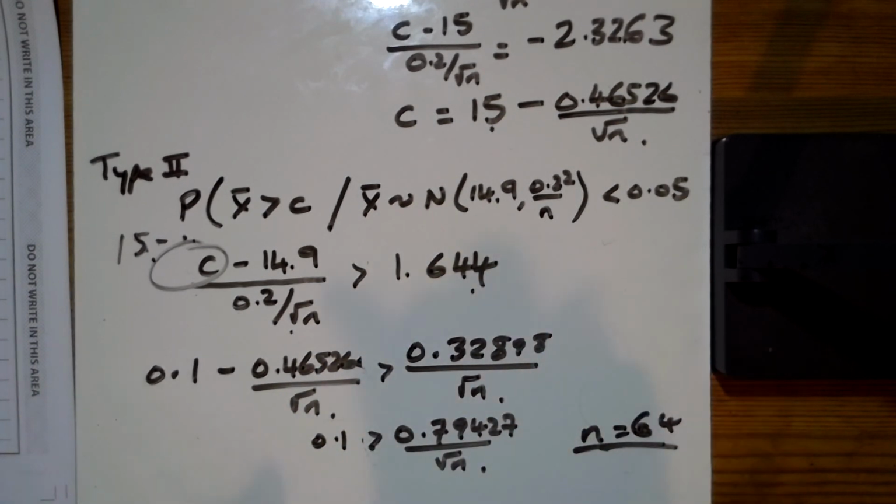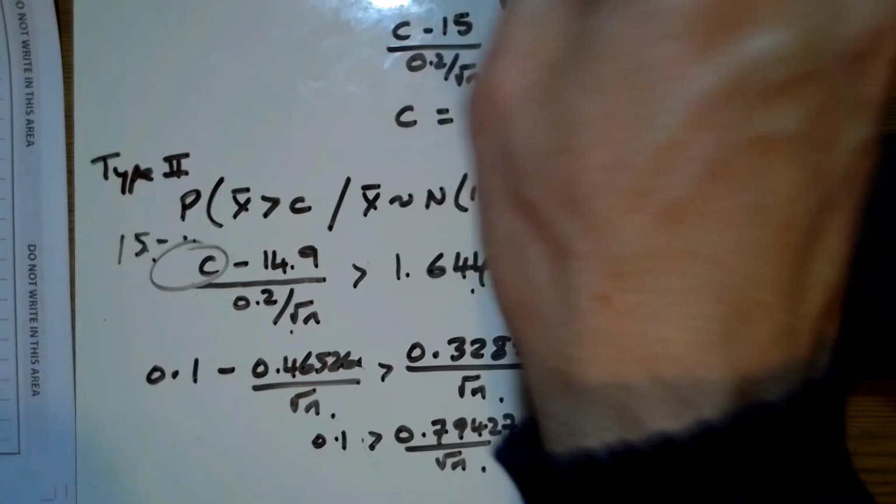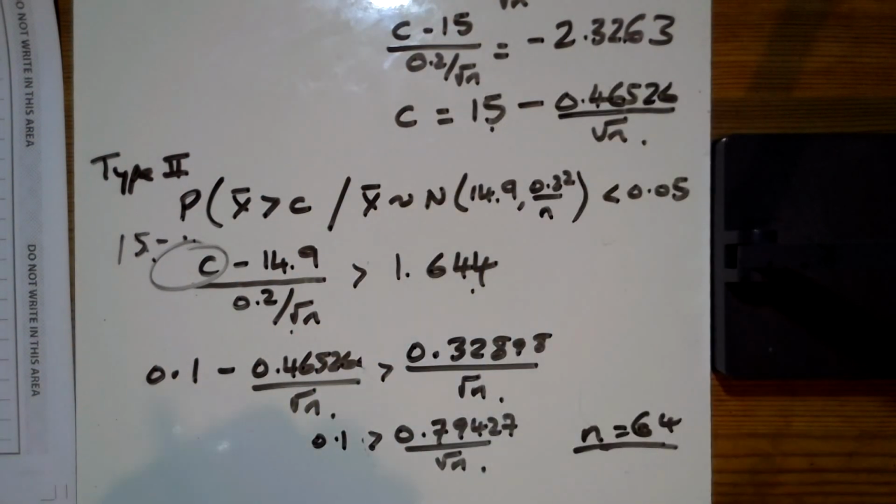And the last bit is just say, well, if you were doing a 5% test and a 1% test, then the type 2 error would decrease. The probability of a type 2 error would decrease if the size of the test went up.